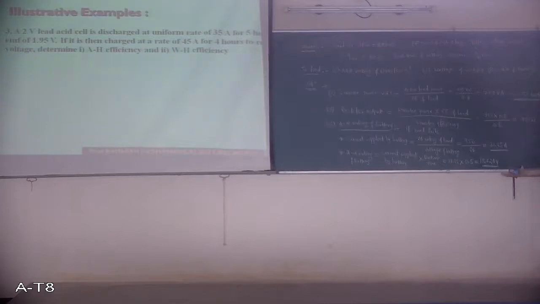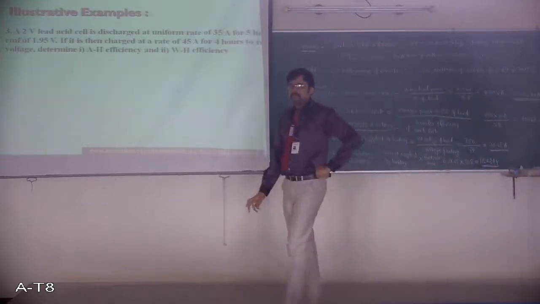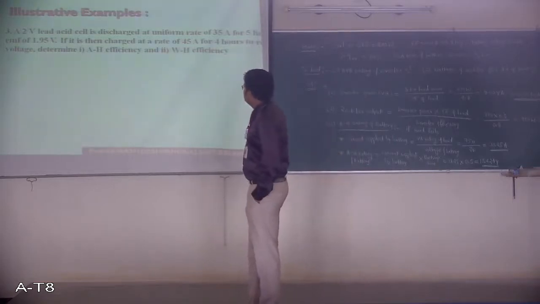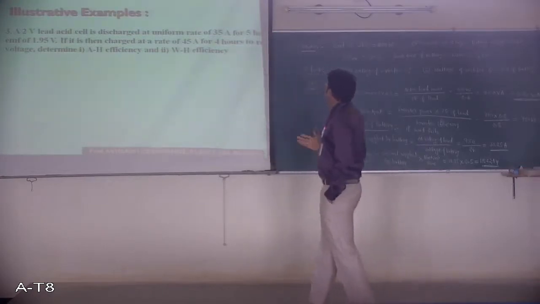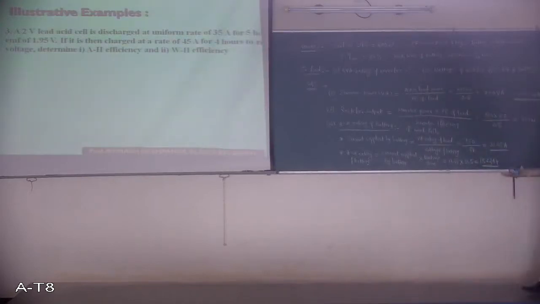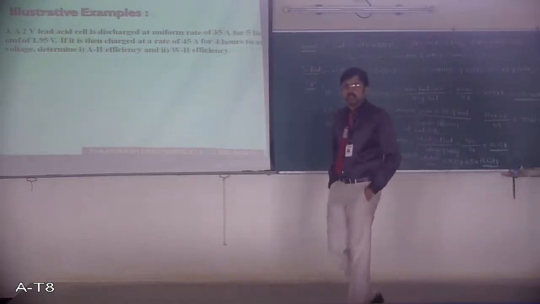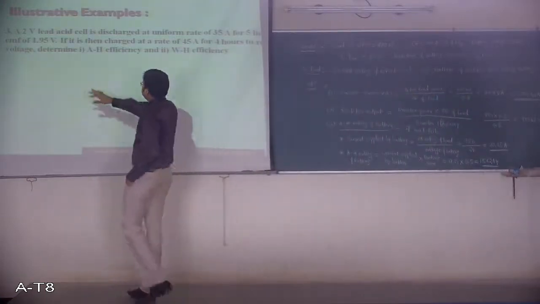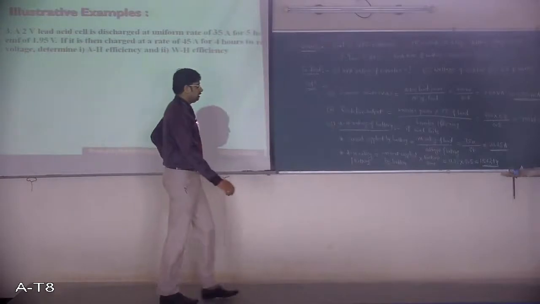It is discharged for 5 hours, and the average EMF is around 1.95 volts. If the cell is charged again at a rate of 45 amperes for 4 hours, to restore the original voltage, determine ampere hour efficiency and watt hour efficiency. This is the problem that is asked.